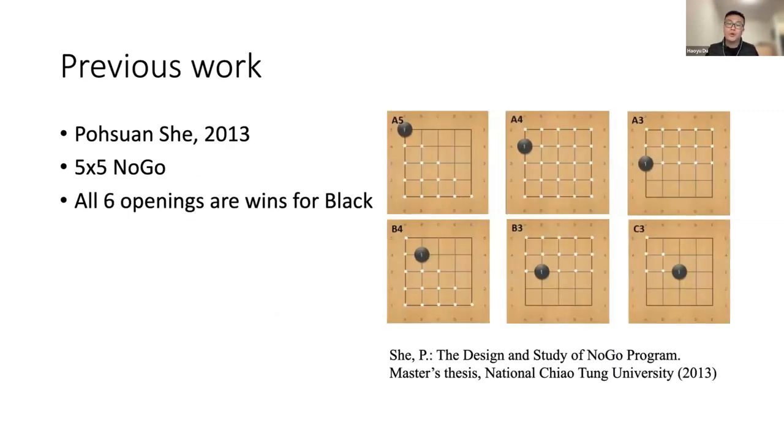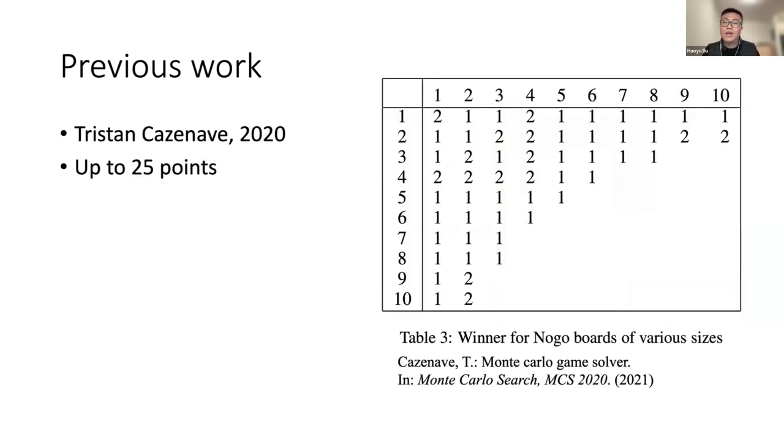Okay, here's some previous work of solving NoGo. Bo Xuanshe in 2013 proved that in 5x5 NoGo, all 6 openings are wins for black. This is the earliest record of solving 5x5 NoGo I have found. Followed by that, Tristan in 2020 solved most of the boards with up to 25 points. He offered this solution table in this paper called Monte Carlo Game Solver. And our work solved boards with up to 27 points. So we have the results for 2x13 and 3x9, which is missing here.